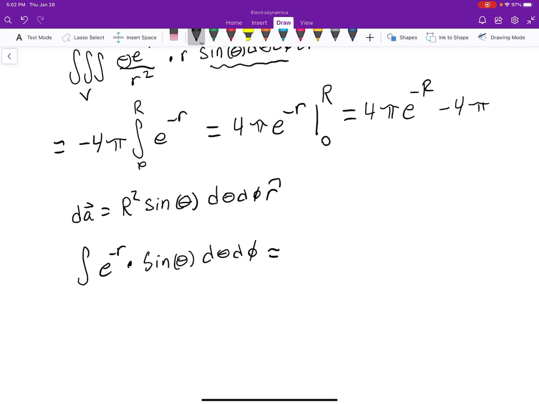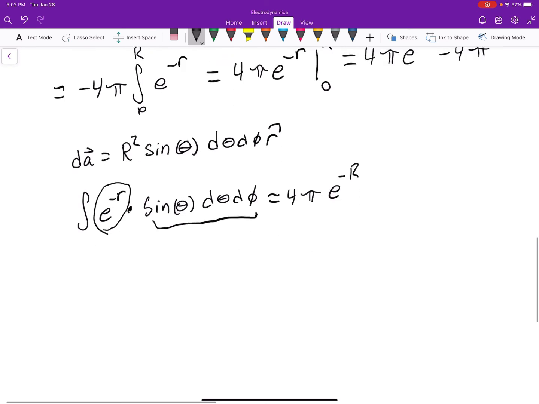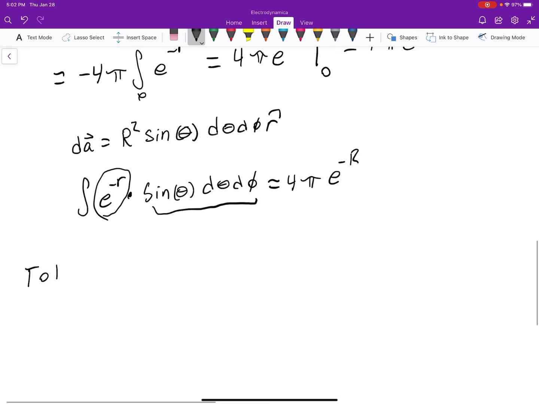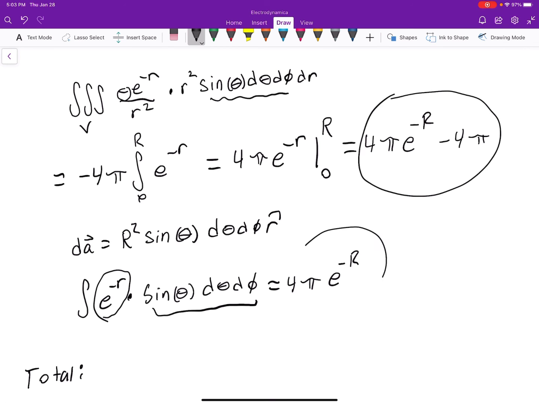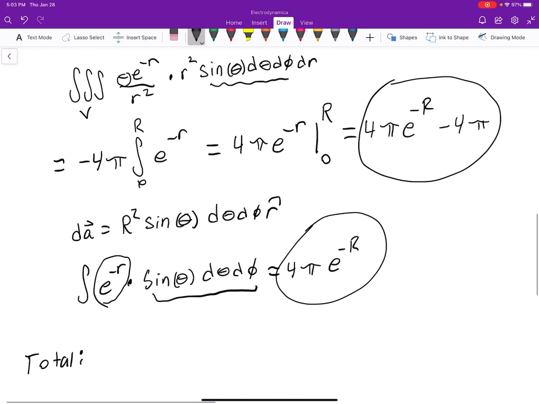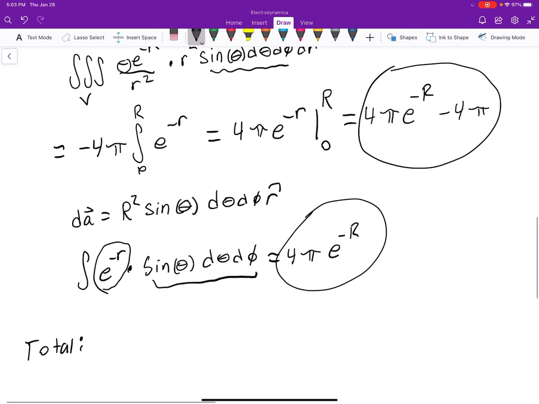And that one's pretty straightforward. This is essentially a constant. It doesn't depend on theta or phi. So we can factor that out and just integrate this, which we've done a million times at this point. That's just 4 pi e to the minus r. Now to get the total, we have to add this part with this part, right?